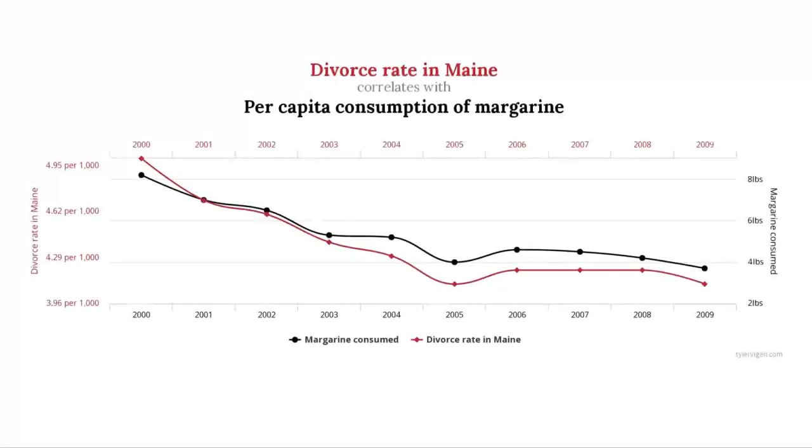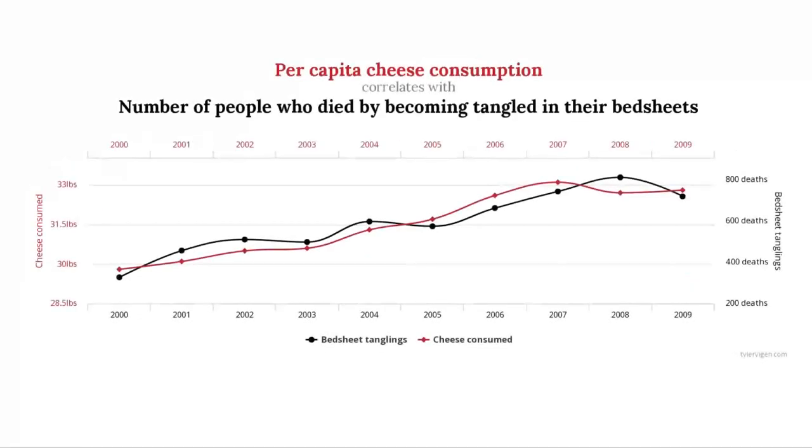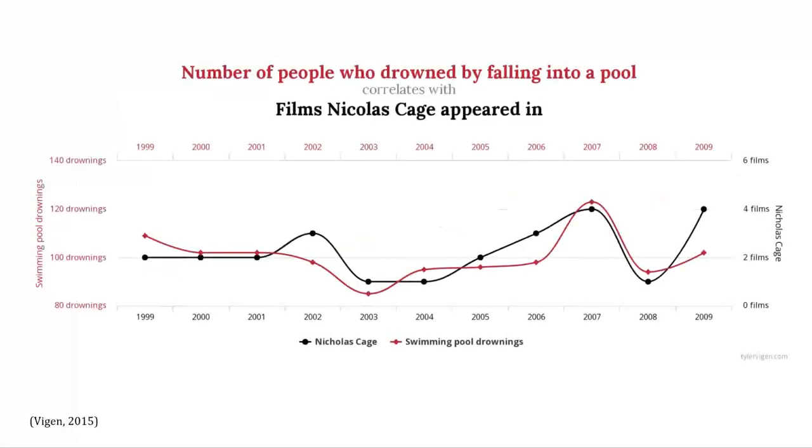There's a strong correlation between the divorce rate in Maine and the per capita consumption of margarine. There is a strong correlation between the per capita cheese consumption and the number of people who died by becoming tangled in their bed sheets. Okay, there is a strong correlation between the number of people who drowned by falling into a pool and films Nicolas Cage appeared in. So we've just gotta ban Nicolas Cage from any more acting, because it is killing people as they drown in a pool.